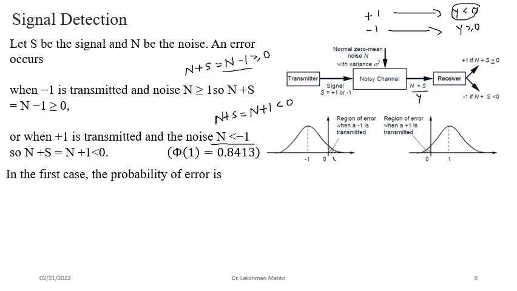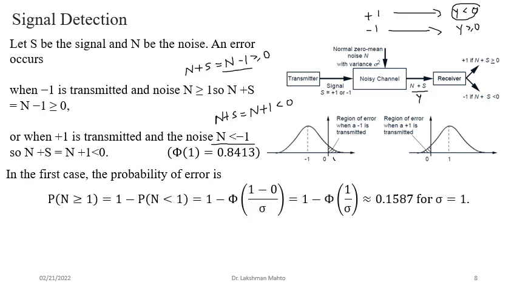So in this first case, what is the probability of error? The probability of error is simply equivalent to sending minus 1, but the noise is greater than or equal to 1. If noise is greater than or equal to 1, then you receive a noisy signal that happens to be greater than or equal to 0, but you sent minus 1. That is this kind of error, one error situation. So we have to compute the probability of this error.